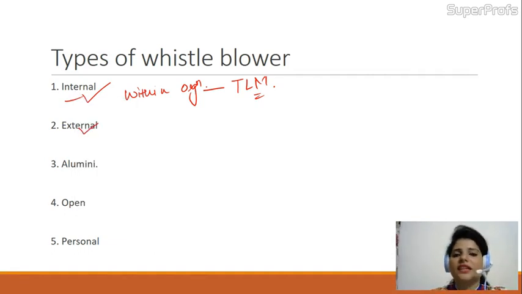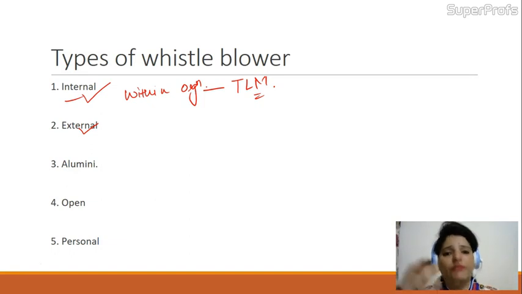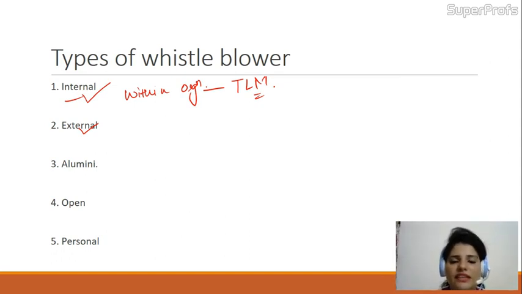external. An external whistleblower is when someone from outside the organization becomes aware of the wrongdoing within the organization and brings that wrong to the notice of the public domain. Like, for example, we can take the example of what happened with Cadbury when worms were detected in the package of Cadbury.